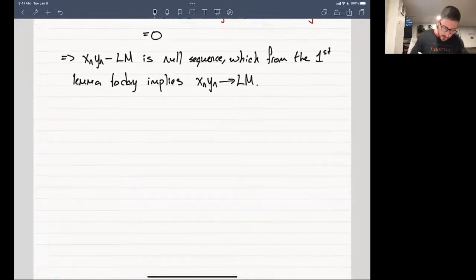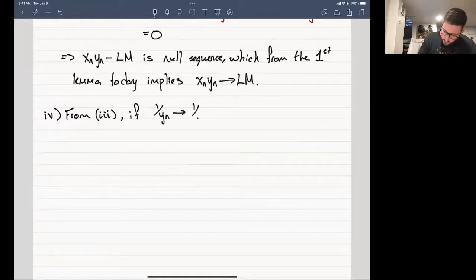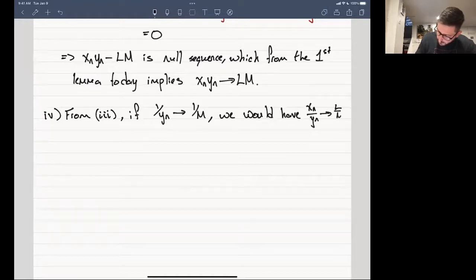Okay, let's do the last one here now. We're going to do the division of these. Okay, so from part 3. So from the third part today, if 1 over yn converges to 1 over m, we would have xn over yn converges to L over m.